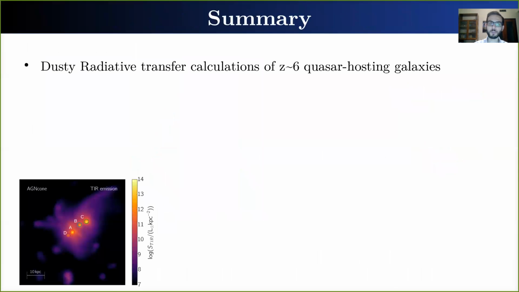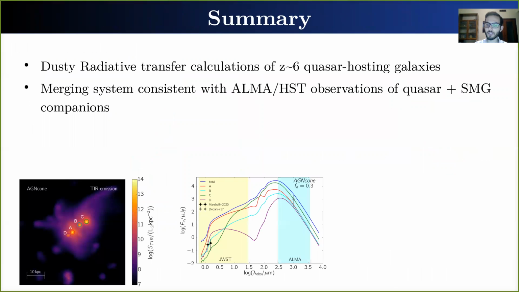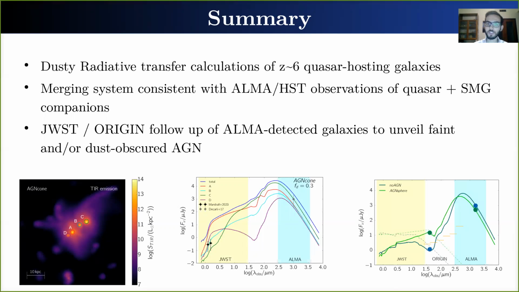Let me summarize the results. In this work, we performed the radiative transfer calculation of a redshift 6 quasar-host galaxy. We find an AGN merging system that is consistent with ALMA and HST observations of quasar plus SMG companions, and we also suggest a strategy that would allow to unveil faint and dust-obscured AGN by following up with JWST galaxies already detected by ALMA.